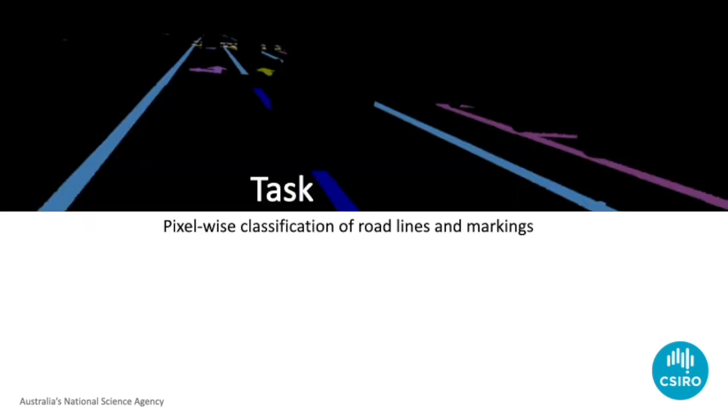Firstly, I will introduce the task. The task is pixel-wise classification of road lines and markings. It diverges from lane detection tasks that emphasize identifying drivable area boundaries rather than capturing the actual lane shapes.